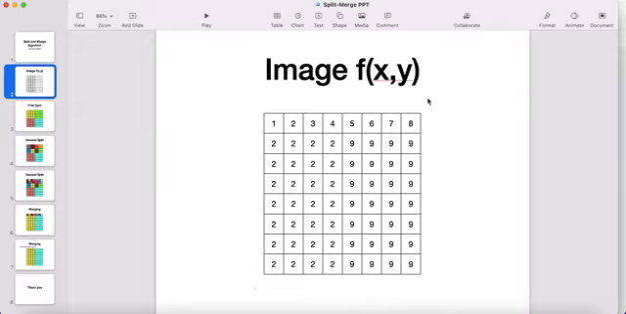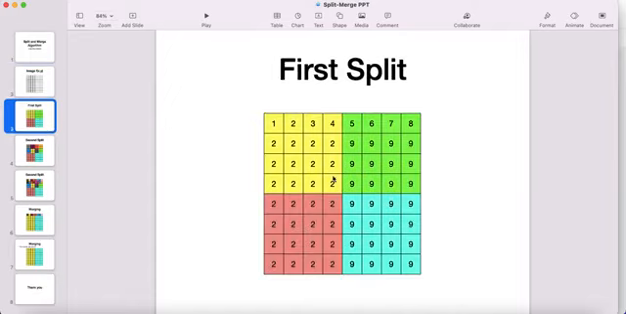When I split both into half, row wise as well as column wise, the 8 cross 8 image will be split into 4 cross 4 images. So that is like this. This is my first split. Consider these 4 cross 4 images as region 1, region 2, region 3 and region 4. I have to further proceed.